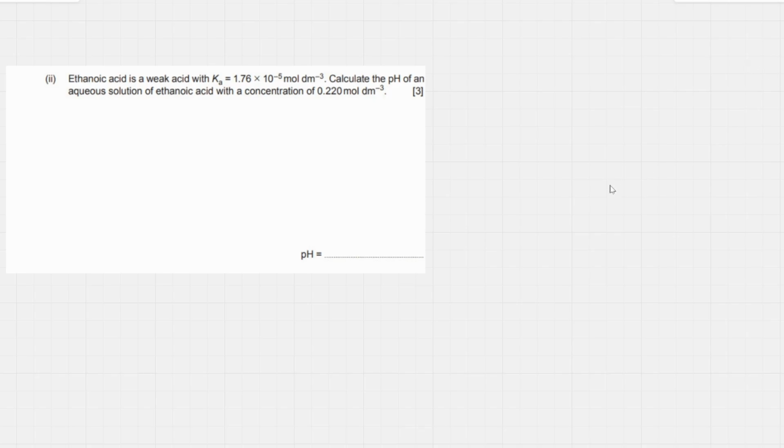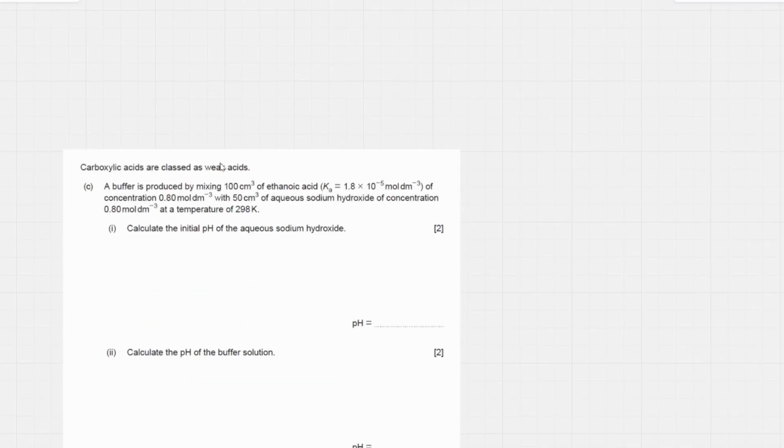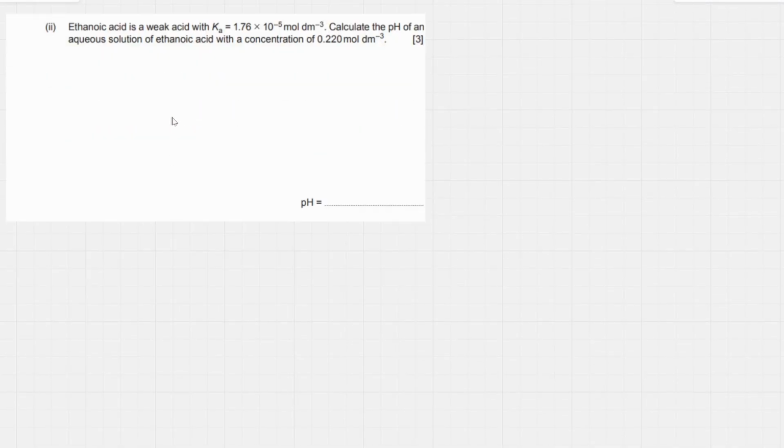In this video I'm going to be covering acid-base titrations, and we'll be starting off with a question about weak acids' dissociation constant and going on to buffer solution calculations. So firstly, we'll be starting with this one. Ethanoic acid is a weak acid with Ka dissociation constant equaling 1.76 times 10 to the minus 5. It says calculate the pH of an aqueous solution of ethanoic acid with concentration 0.22.